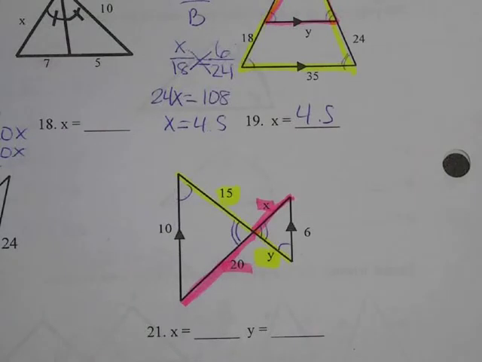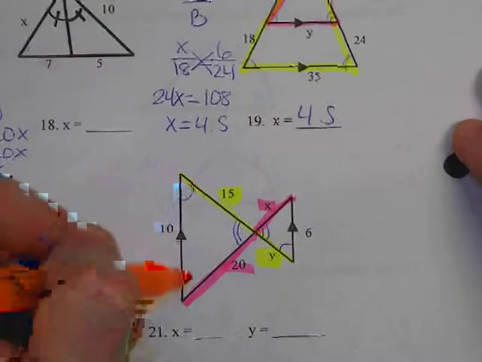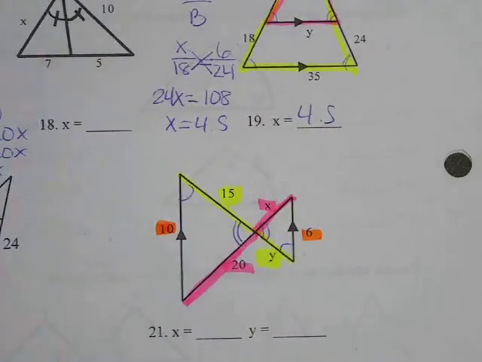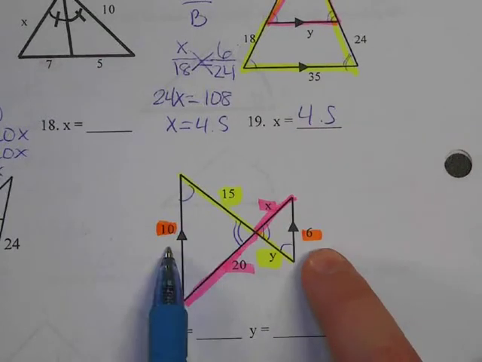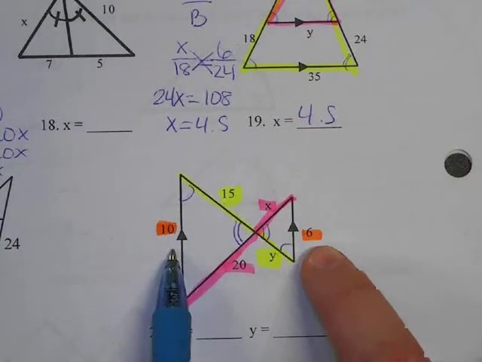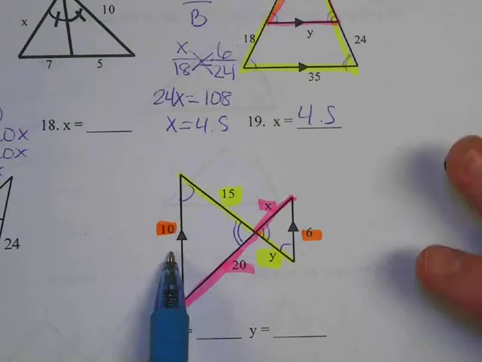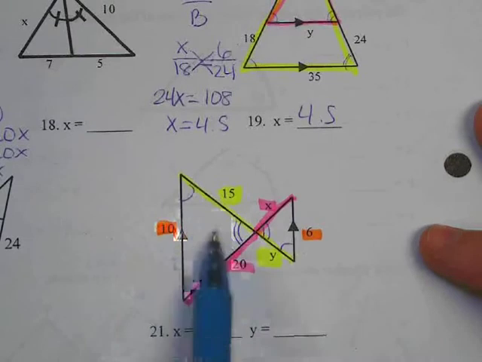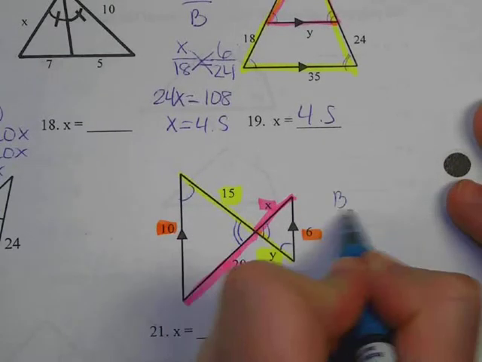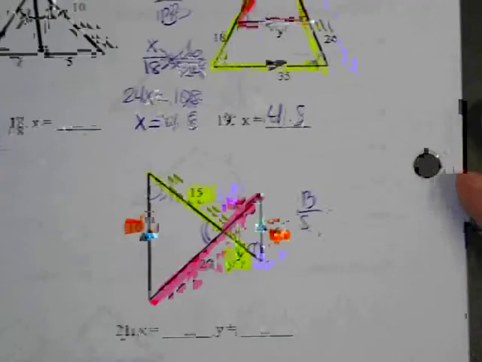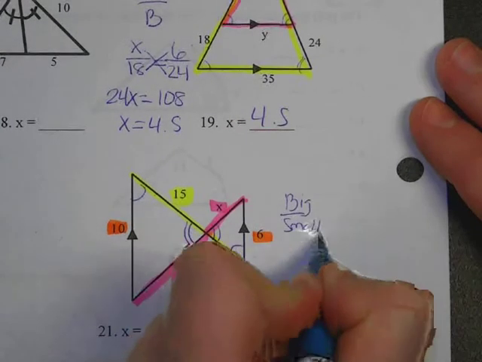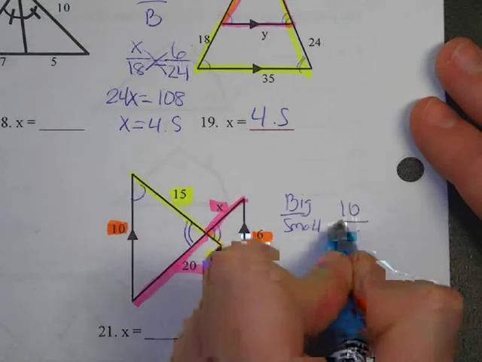And then my last piece is the parallel sides. The parallel sides are 10 and 6, so they're going to relate to each other. First thing I'm going to pull out is my complete ratio. My complete ratio is 10 and 6 because those are the two corresponding pieces that I know both of. So from here, let's do big over small for this one. So big over small would be 10 over 6.